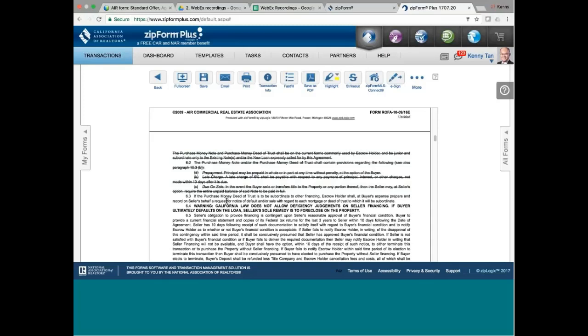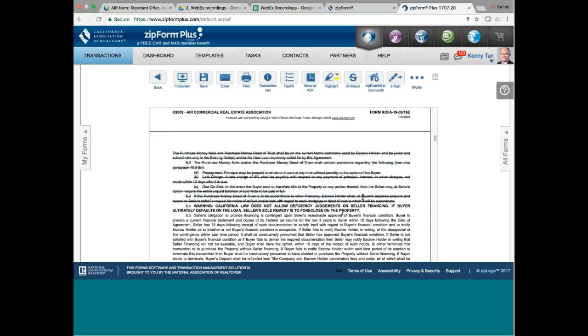6.3. If the purchase money deed of trust is off, whenever you see the word purchase money deed of trust, it has to do with seller financing. So I'm striking this as well. Okay. So I have to strike this thing. Strike it. All right.